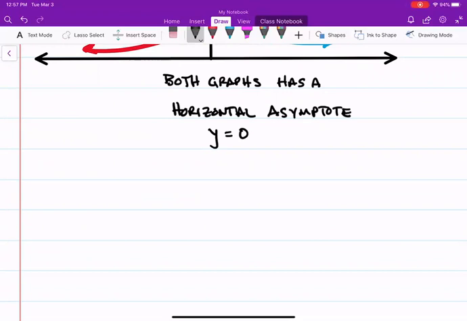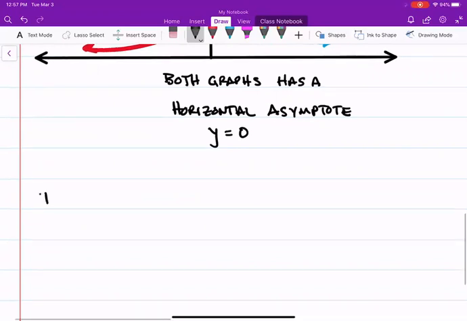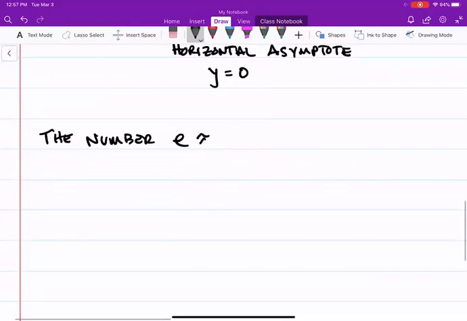So we're going to talk about something that's going to be used very often, and it is the number e. E is approximately 2.71... It's an irrational number. It just goes on forever and ever. E is known as a natural base.